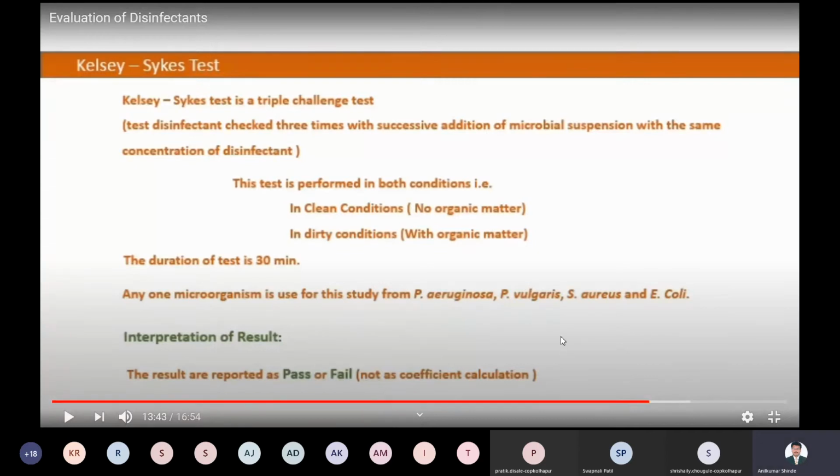So the result does not contain any coefficient. In clean condition you can use water with the test organism and incubate for 48 hours. In dirty condition you use organic matter along with the concentration. In both these conditions, you check whether there is growth of the organisms at a given concentration or not, and interpret the result as pass or fail. Just observe that.